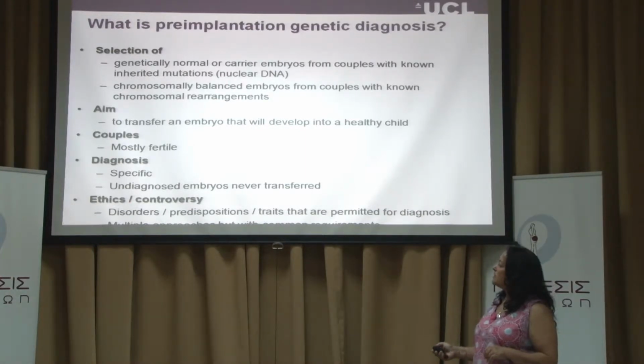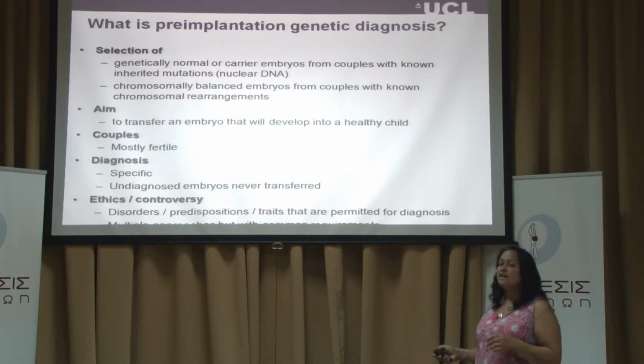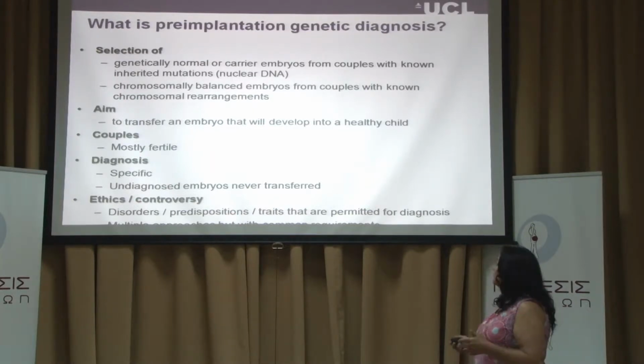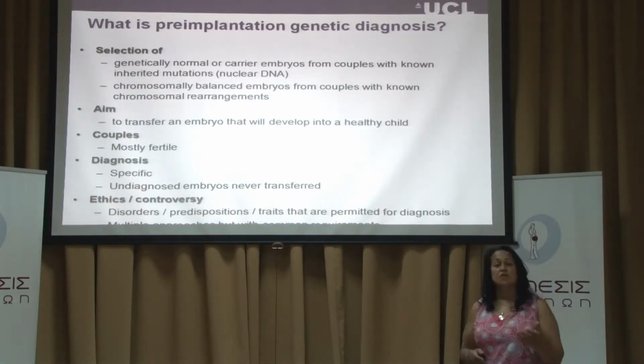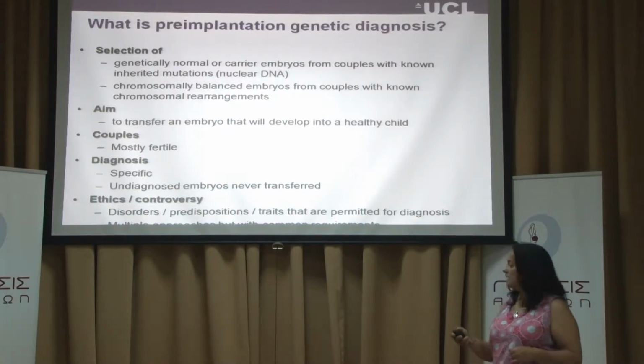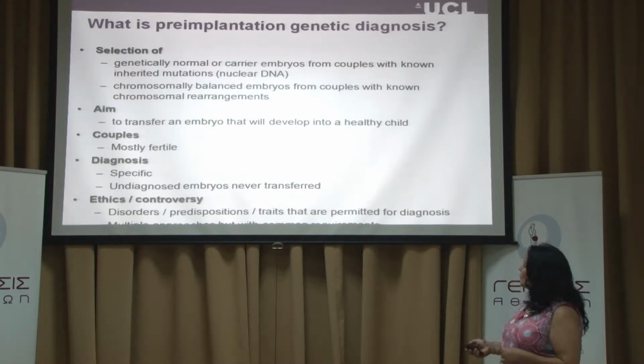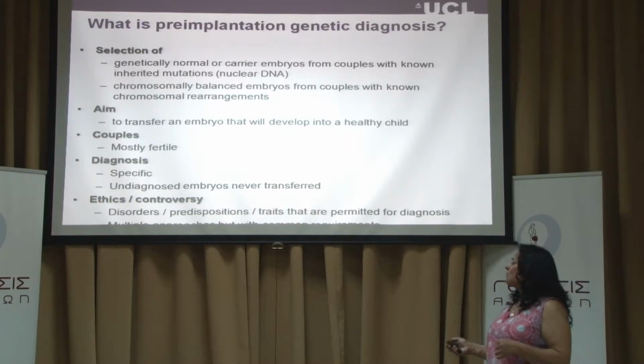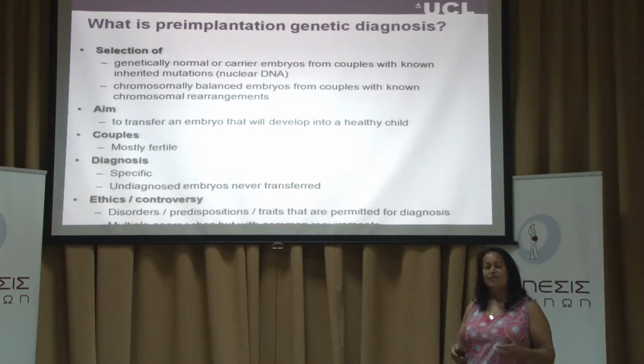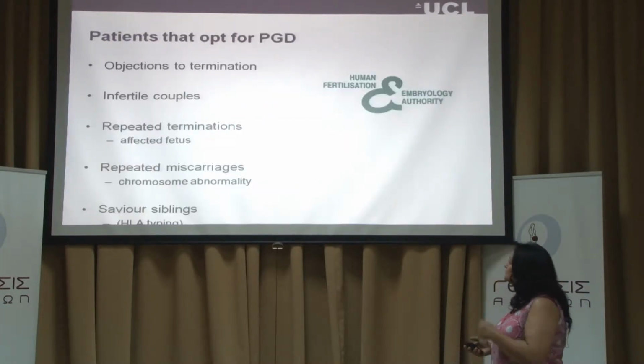Ethics and controversy, well, we can do PGD for almost anything, and we can do it for late onset disorders and also traits and characteristics. So for example, social sexing, because the couple just want a child of a particular sex, has been done for many years, but in the EU it's actually illegal to do this. So I'm sorry you can't read this last bit, but it just says there's multiple approaches that will lead to future ethical issues in here.